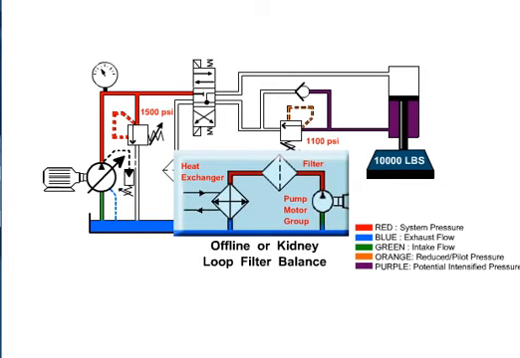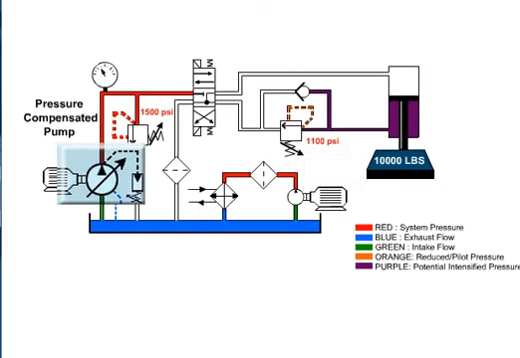Next is the pressure-compensated pump. The pressure-compensated pump de-strokes when the directional control valve is centered. At this time, there is pressure being maintained between the pump and directional control valve, but no flow. When the directional control valve is shifted, the pump goes on stroke, providing flow for the circuit.